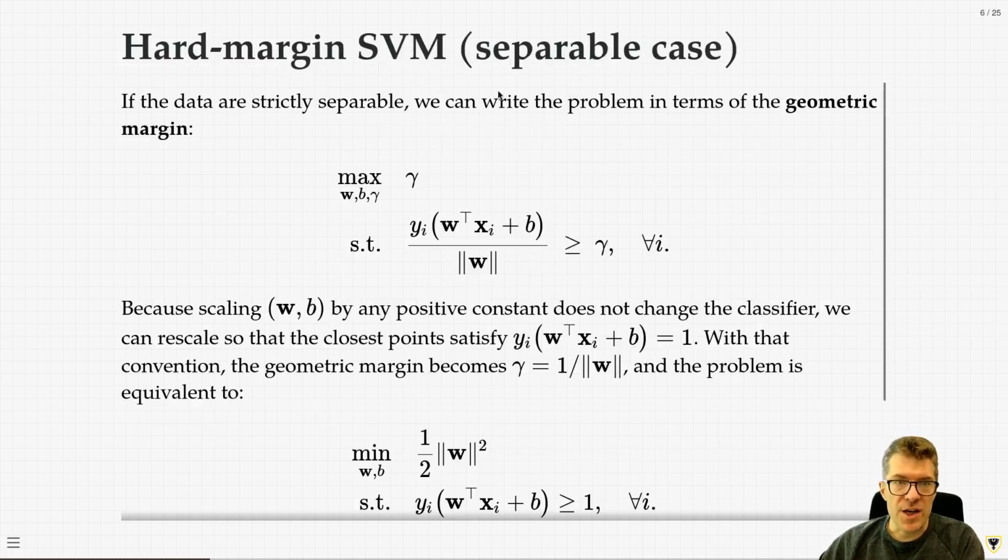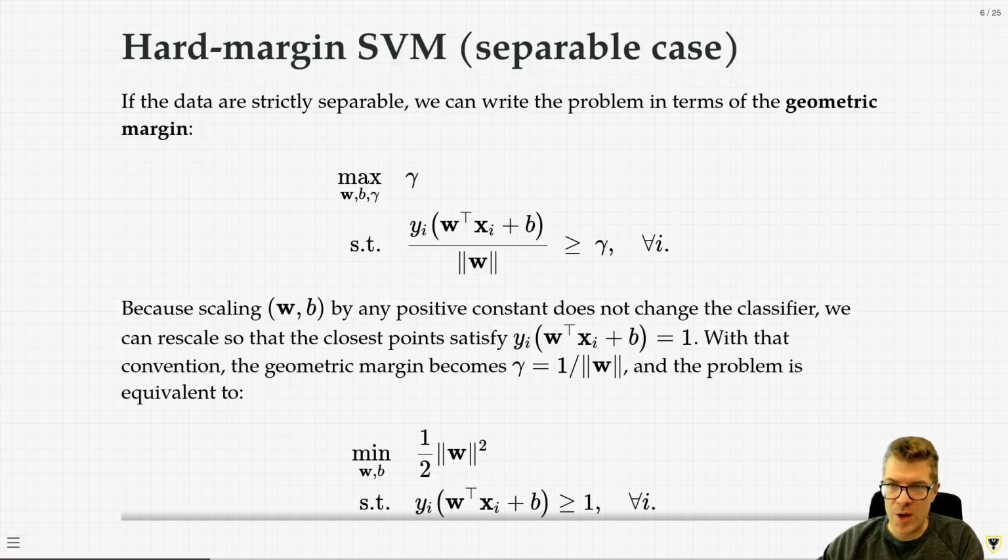So the hard margin SVM, this is the completely separable case. This is the idea that we have data that are completely separable. There's no East Germans on the west side of the wall. There's no West Germans on the east side of the wall, so to speak. Everything's entirely separable. This is the hard margin case.